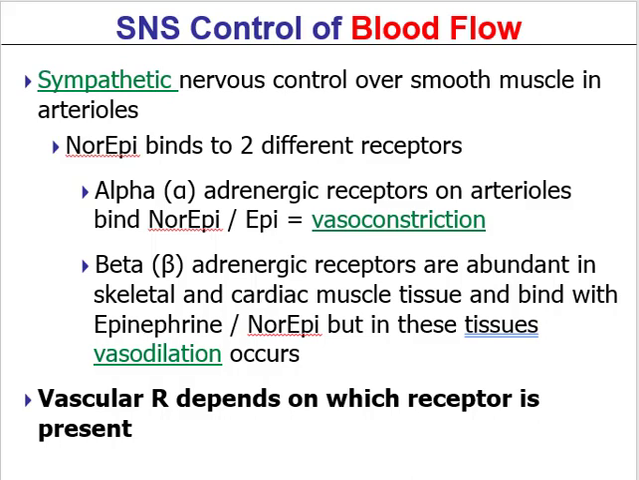So if you're going to dump a chemical into the entire bloodstream, the way to manage the effect is through the receptor itself. So some tissues express beta and other tissues express alpha. And skeletal muscles and the heart are definitely going to be high demand organs during times of great stress. You're going to want lots of blood flow going to the heart and your skeletal muscles in case you have to run away from danger.